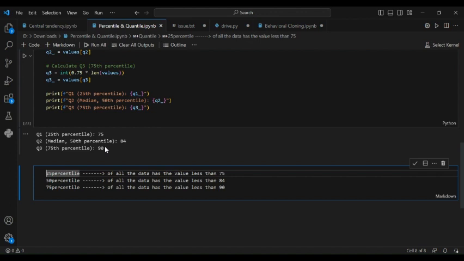This percentile and quantile are heavily used in statistics. Complete statistics we will be using in ML, in outliers, data pre-processing, feature selection, feature extraction, and feature engineering.